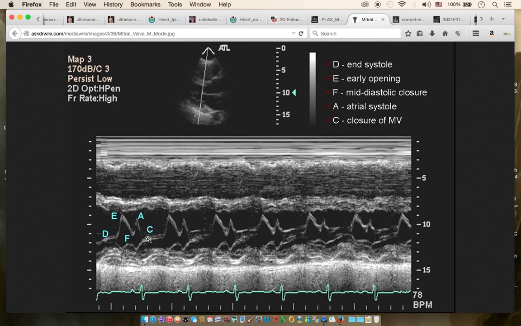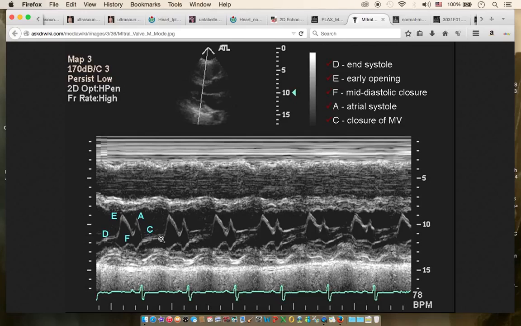And during systole, the two valves close, from the C point to the D point. The two valves closed, okay. Now during diastole, the two valves open. This is the anterior leaflet of the mitral valve, and this is the posterior leaflet of the mitral valve, okay. And you see here there are two waves of the mitral valve. This is called the E wave, and this is the A wave.